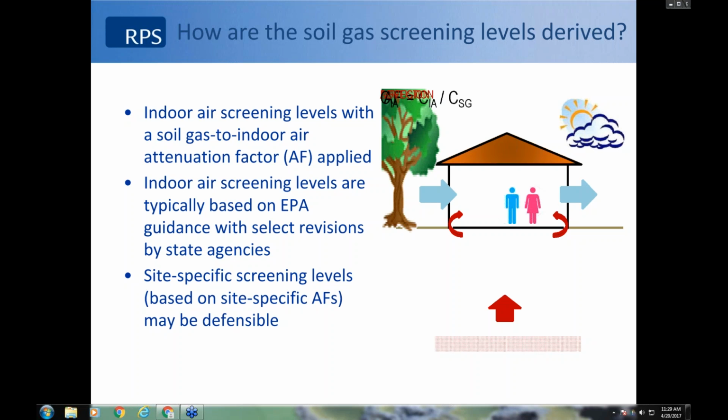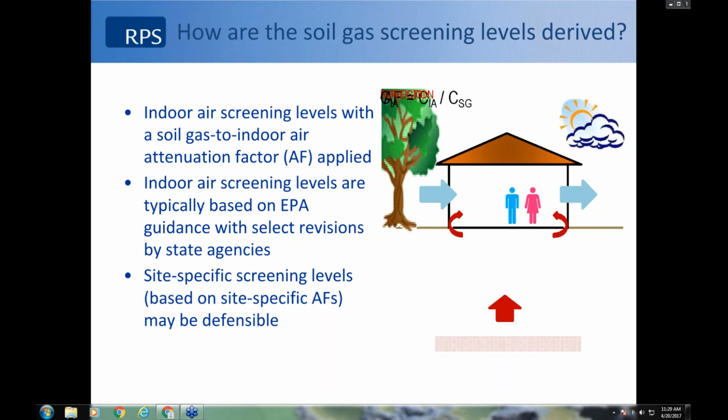There's something we call an attenuation factor, or an alpha, that relates the concentration in the soil gas beneath the building to the concentration of the chemical in the indoor air of the building. So if you measure the concentration of the chemical in your soil gas, you can apply this alpha to predict what the concentration would be in the indoor air of an overlying building, and then you ask, is that too high or too low relative to my indoor air screening level? Or if you want to go in the reverse direction, you can establish a safe indoor air risk number, apply the alpha, and that way establish a safe risk-based soil gas number.